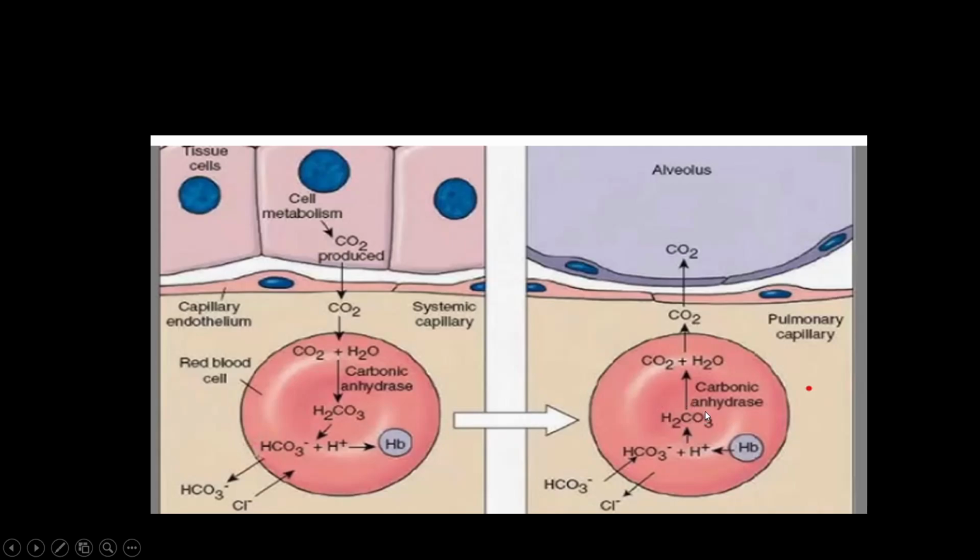And this carbonic acid then, with the help of carbonic anhydrase, breaks down to form carbon dioxide and water. This carbon dioxide then readily diffuses through the alveolar membrane into the alveolus, and after that it is released to the outside through exhalation. So this is all about carbon dioxide transport.